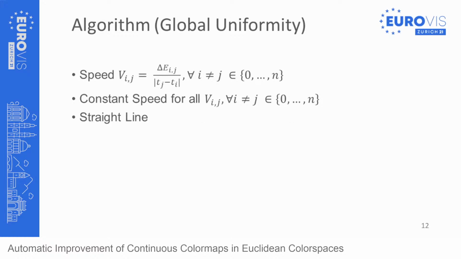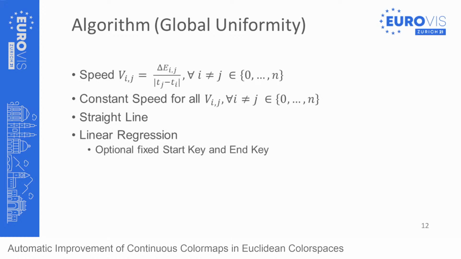In a Euclidean space, that means that global uniformity is equivalent to a straight line. So we cannot achieve this by adapting the key positions like at the local uniformity. We use a linear regression to change the colors of the keys in order to get such a straight line. And we also offer the option that the user can set the start and the end key color as fixed color, so it will not be changed. I better show it with an example in the edit tool, so let's switch the window.